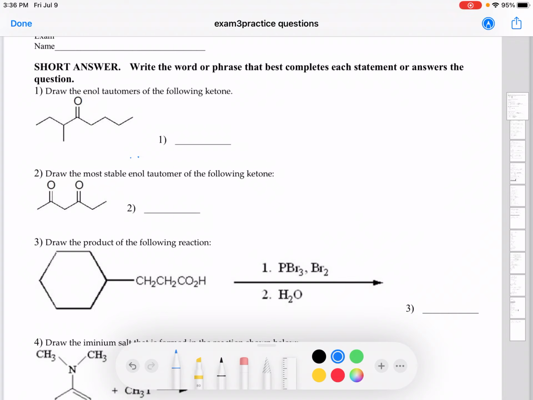Hello everyone. A few of you wanted me to make a video for the exam 3 practice questions. So let's go ahead and do that. The first one: write the enol tautomers of the following ketone.